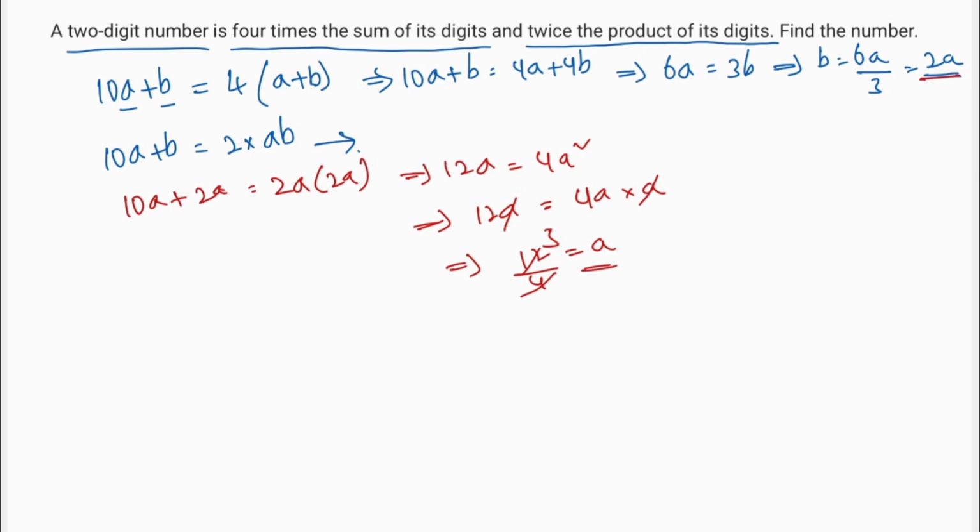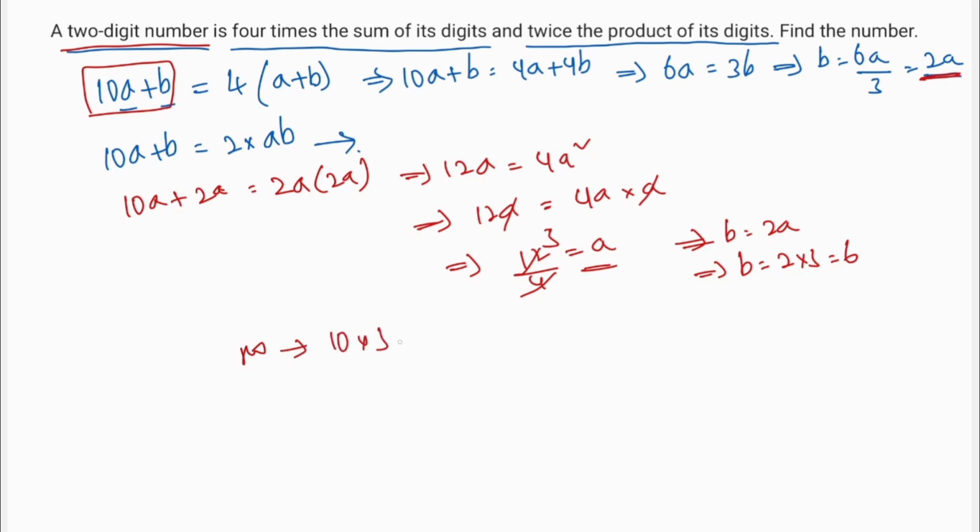Now we will substitute in this equation. Okay, we will get b is equal to 2a and b is equal to 2 into 3, it is 6. Okay, so what is the two-digit number? Two-digit number is 10a plus b. Okay, the number is 10 into 3 plus 6. It is 30 plus 6, it is 36. So the two-digit number is 36.